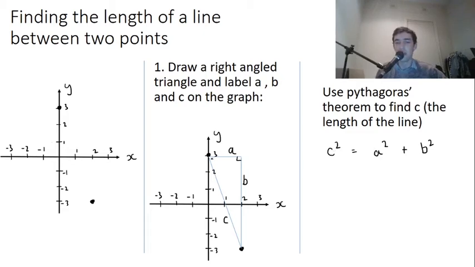So A, it should be pretty clear from this graph that A is actually 2. Okay, A is the distance between here and here, which is the same as this distance over here. So A is 2. So I can substitute 2 right away. And B, you should hopefully see B is this distance here, which is 1, 2, 3, 4, 5, 6.